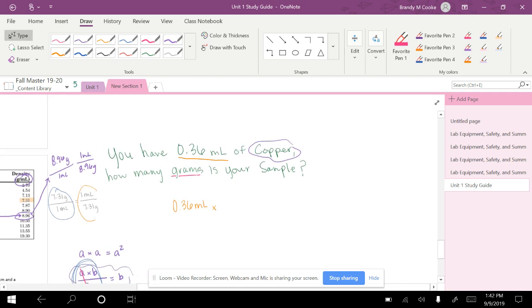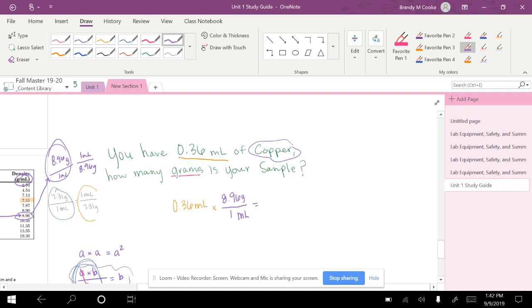So now, how am I going to plug this in? Which one am I going to use? Well, I know that milliliters is here. So when I put my fraction in, I should have milliliters on the bottom, which is going to give me this one. So I'll put 8.96 grams for every 1 milliliter. Plug that into the calculator.